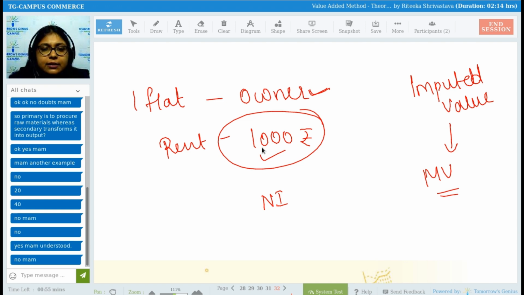So here this rent will be called imputed rent. Imputed rent means an imaginary rent which is based on the market value. It is not the actual rent, because actually there is no tenant living in that flat. The owner himself is living in that flat. But what if the owner had given this flat to a tenant? Then the tenant would have paid him 1000 rupees as per the market value. So this 1000 rupees is nothing but imputed rent or imputed value. Clear?